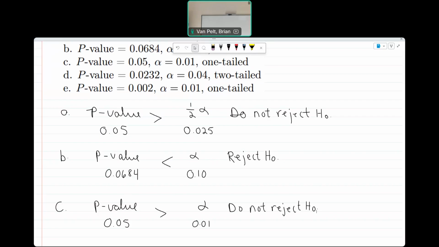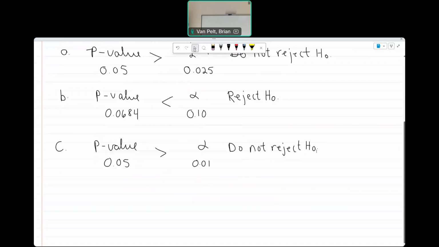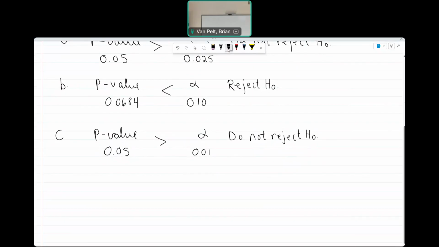Part D, you have to divide the alpha by 2 again. So you divide alpha by 2, and you find out that the p-value is greater than alpha, for that 1/2 alpha. So we do not reject.